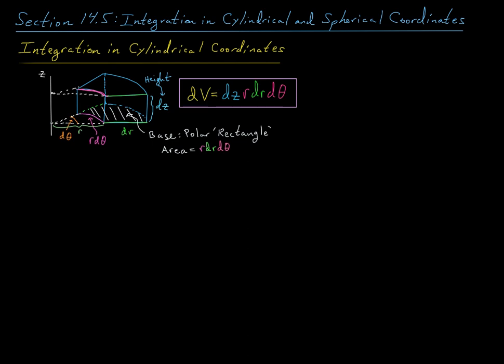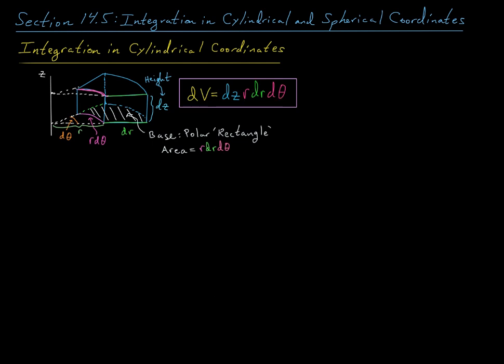Because if I say that the distance from the z-axis out to this point is r, and then I sweep it through the angle d theta, it would have length r d theta. And then if this is dr, taking the product of these two, there is your area for your polar rectangle. So that's the area of the base of our figure. Now the height is just our small change in z. And so the volume of this wedge would then be the height dz times the area of the base, which is your r dr d theta.